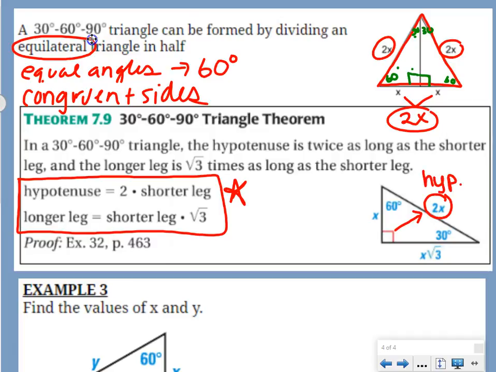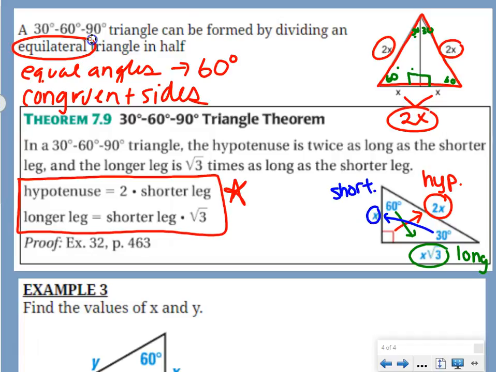Your longer leg is going to be across from the bigger angle. So the 60 is the bigger angle, so this is your longer leg, so I'm just going to call it long. And then across from the 30-degree angle is going to be your shorter leg. So I'm going to call it short.